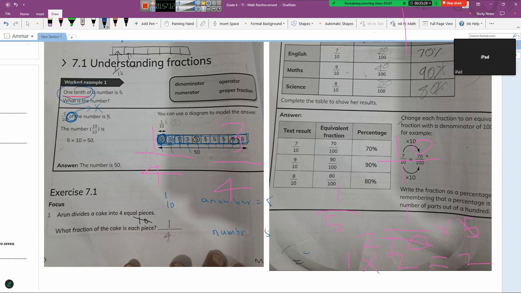50. So the entire bar represents 50, and we initially assumed that the bar is the number that we are going to find out. So what is that number? 50. 50 is that number, right? So we followed two methods to find out the number of which 1/10 is 5.